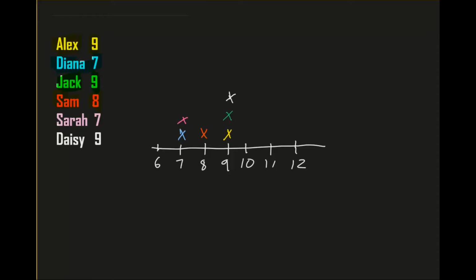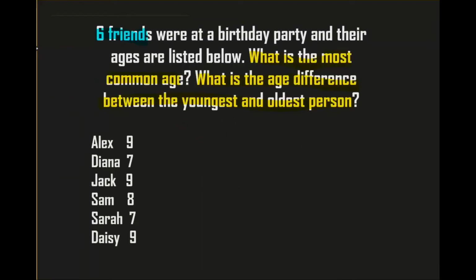So which one has more X's? So obviously, 9 does. So that means that 9 is the most common age. So we're going to go here. Then 9 is the most common age.